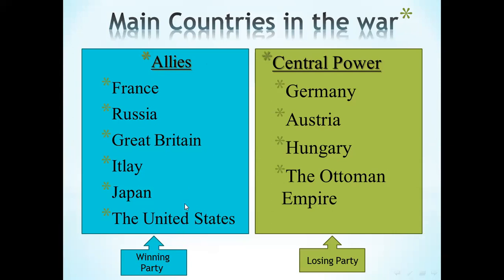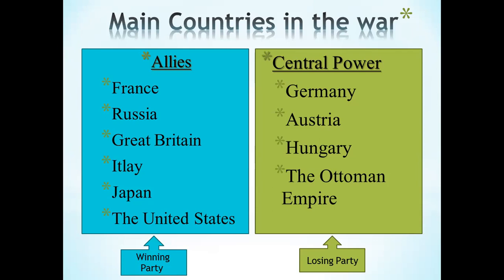So how many countries do we have? We have six countries right now. Even Japan, yes, even Japan. You have to learn that Japan, on the map of the earth, is in the east of the earth. So how did it come to participate in this war? That's why we call it World War, because all the countries around the world participated.